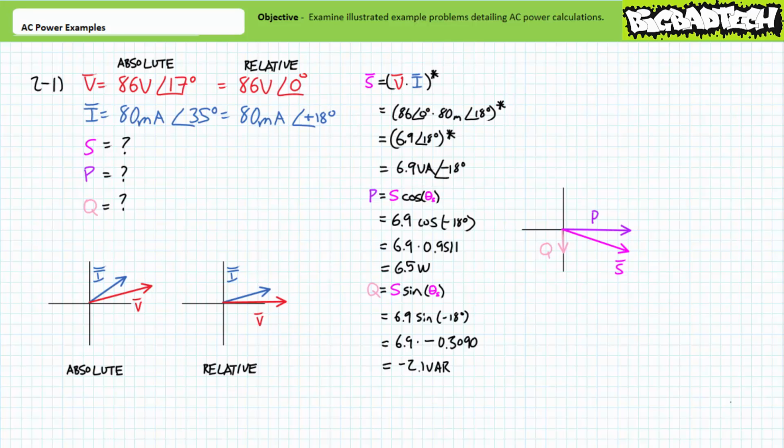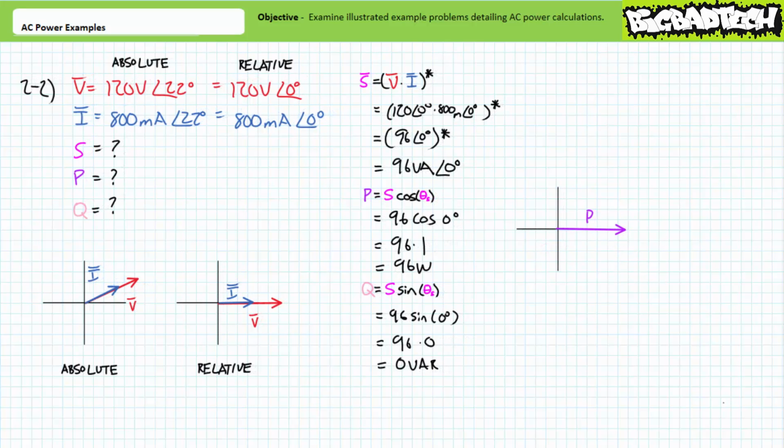When resolved into its real and reactive components, we find real power to be roughly 6.5 watts and reactive power to be roughly negative 2.1 volt amperes reactive. As expected, real power is less than apparent power magnitude and reactive power is negative given the slightly capacitive nature of the impedance in that current leads voltage.